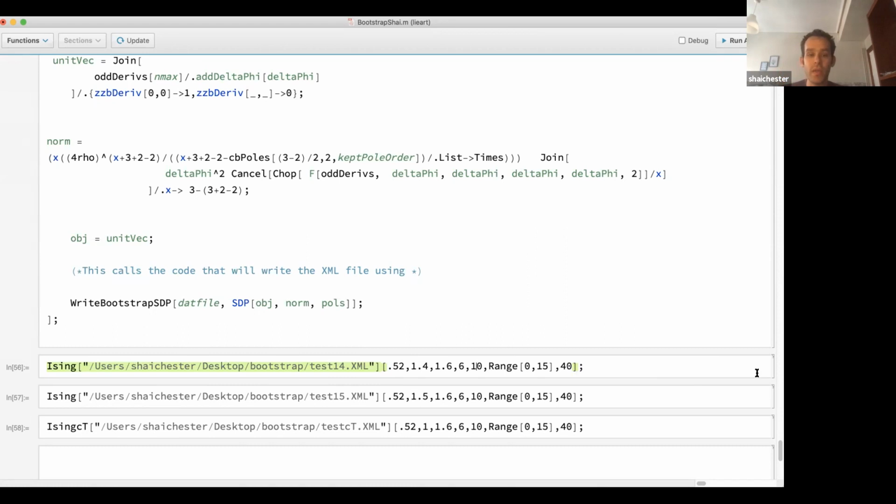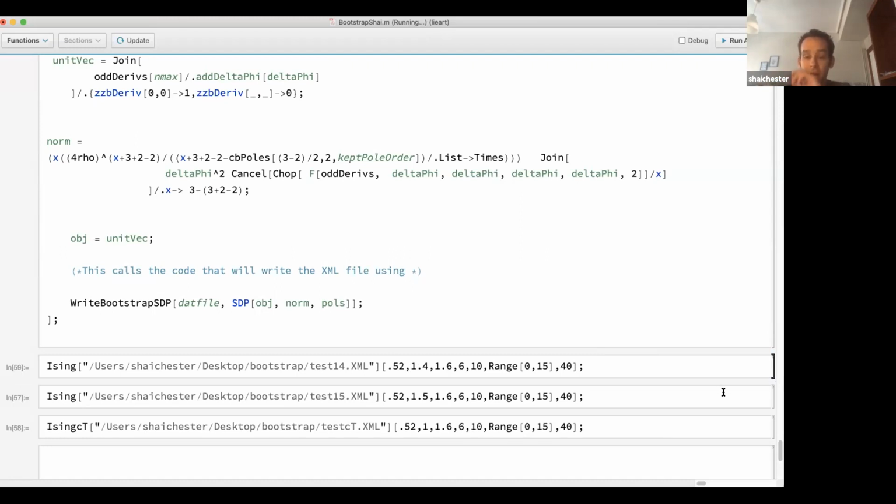The first time I'm going to run this, I'm going to call it test 14. This is where I put the bound on the lowest dimension scalar to be 1.4, whereas for all other spin operators, I just use unitarity. If I can find a functional, that means this assumption was disallowed. And so that means the specific point delta phi equals 0.52 and the lowest dimension scalar being 1.4 is not allowed. Okay, so let me create this input.